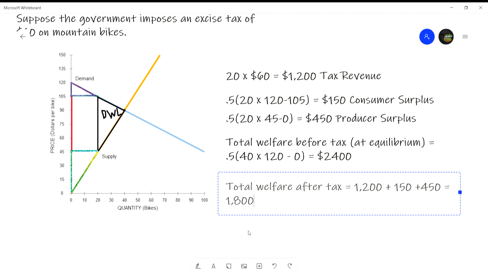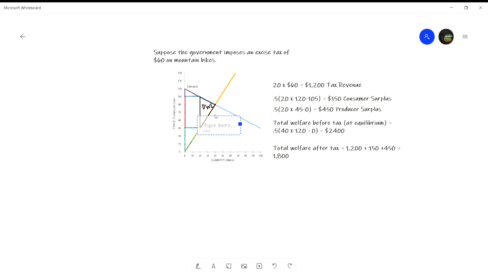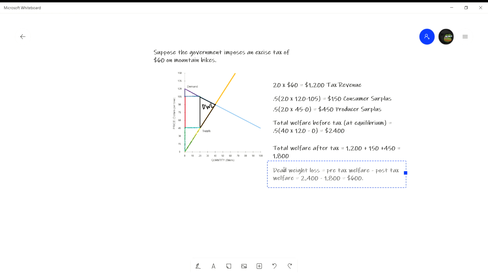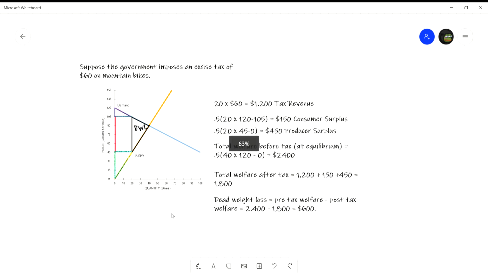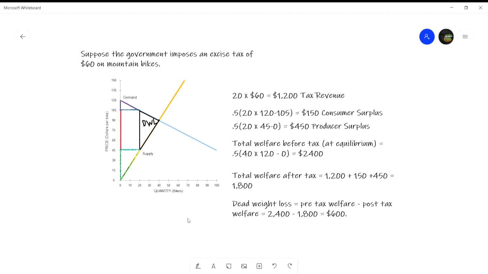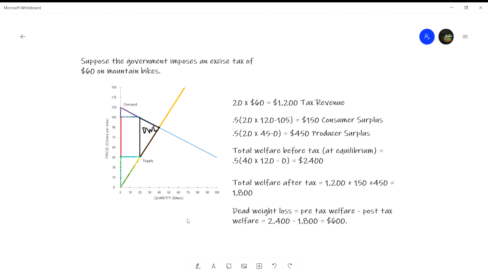So our difference between those is what we recognize as our deadweight loss, which is pre-tax welfare minus post-tax welfare, which gives us 2,400 minus 1,800, which equals a total of $600 of deadweight loss. So that's how we'd go about looking at tax revenue, surpluses, total welfare, and deadweight loss in the case of a tax.